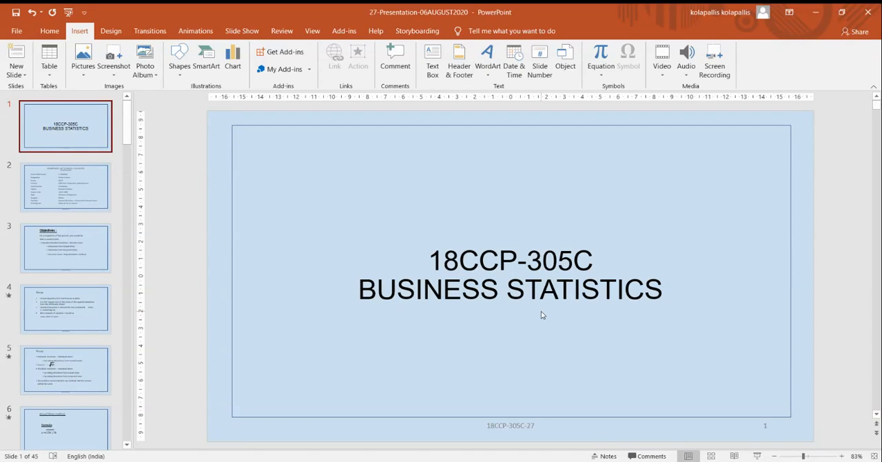In business statistics, we have seen standard deviation introduction, that is definition, meaning, merits and demerits of standard deviation, and calculation of standard deviation for individual series.